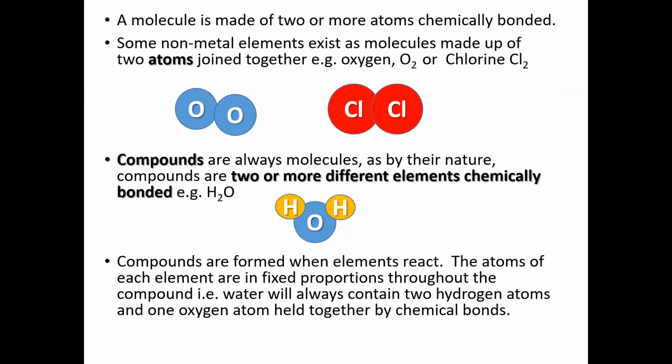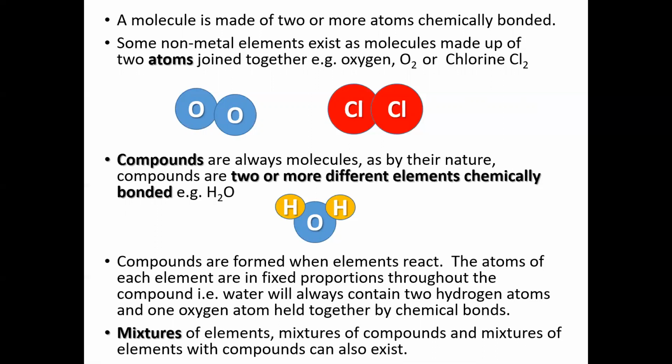The atoms of each element are in fixed proportion throughout the compound. So water is characterized by the fact that it will always have 2 hydrogens and 1 oxygen atom held by chemical bonds. If you introduced another oxygen to this molecule, that wouldn't be water anymore. That would actually be hydrogen peroxide, which is what you would use to bleach your hair. You wouldn't want to drink that.